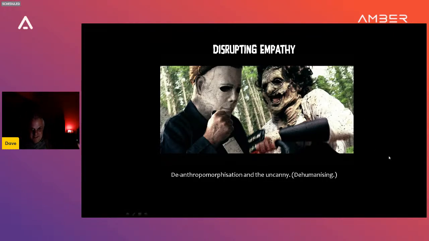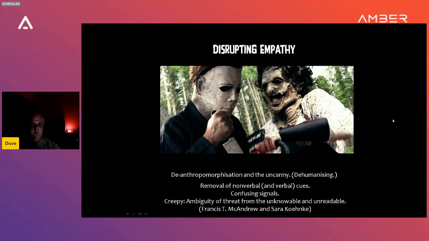So we're placing the player into that place where they cannot read his cues. We are disrupting the empathy. We are hampering that assessment. So we're creating confusing signals and removing these non-verbal and verbal cues. They often don't speak as well. It's grunts, don't they? And this ambiguity of threat is different to actual threat. Someone holding a gun to your head, that's an actual threat. But ambiguity of threat creates a sense of creepiness.